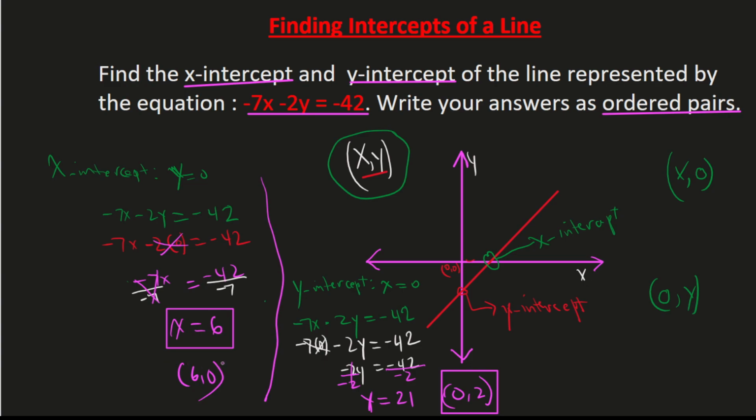That's for the first one, and that's for the second one. The first one is (6, 0), and the second one is (0, 21).